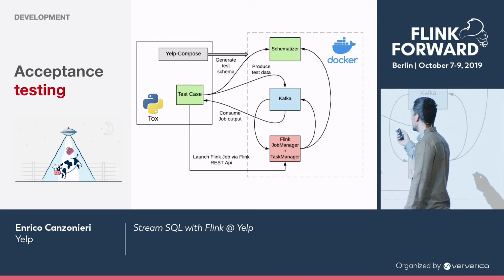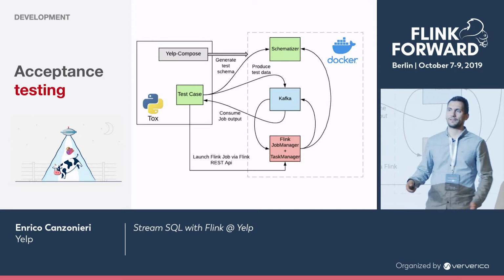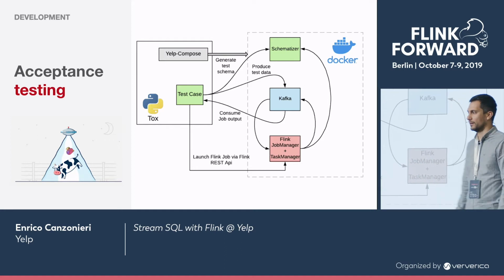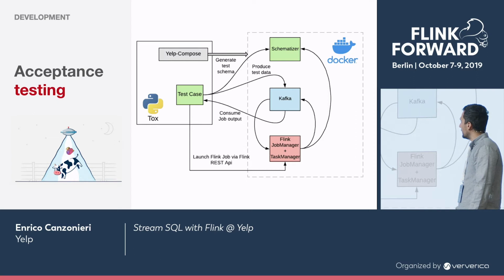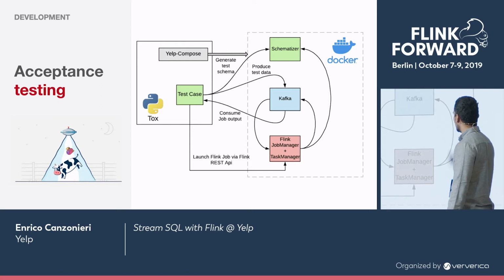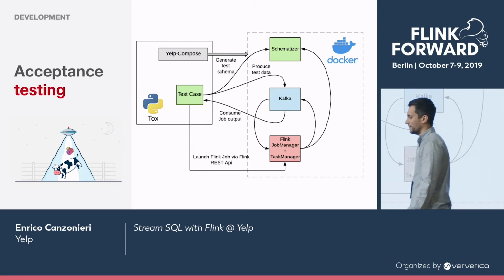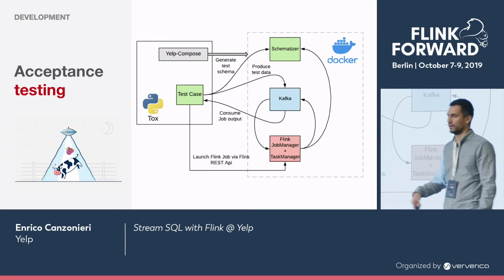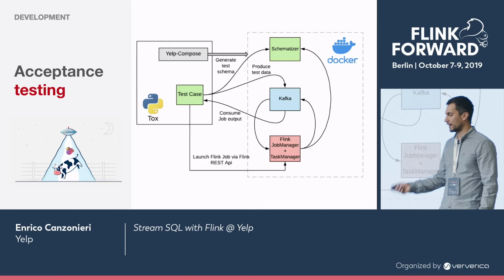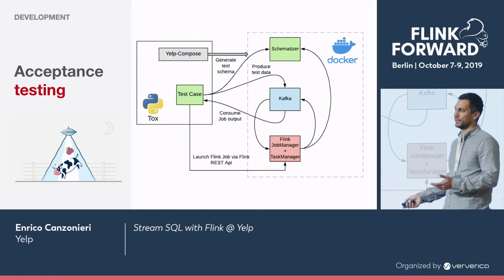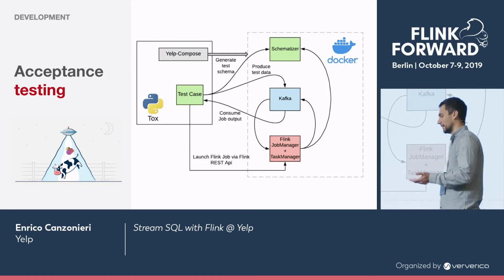We have this component here called Yelp Compose, which is just a wrapper around Docker Compose, and takes care of some internal Yelp integration. That component will launch an entire containerized data pipeline configuration. So we'll have a schema registry, we'll have our Kafka cluster, and for simplicity, typically there is one container that contains the job manager and task manager.